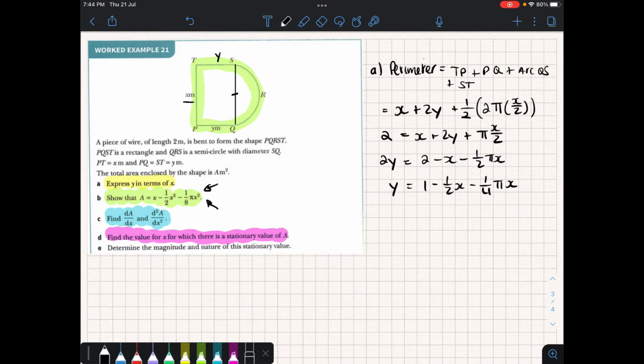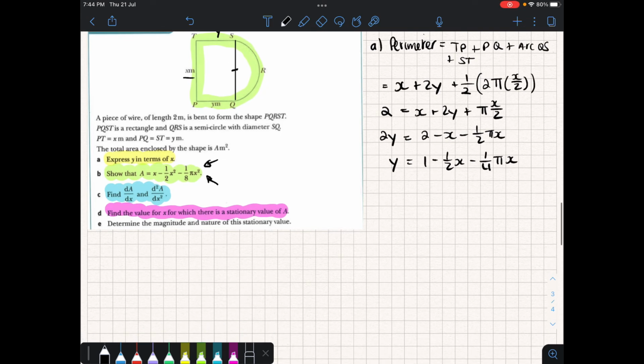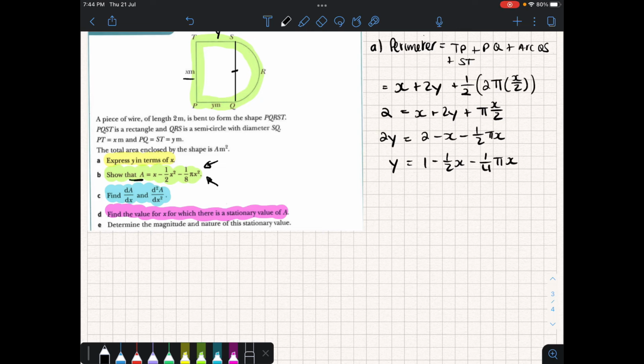So question B says, show that the area is equal to this equation. So when you get asked to show, the idea is that you just need to arrive at the same equation, right? So you need to pretend that you haven't seen this equation and just come up with an equation for the area. So the area of this shape would be equal to the area of that rectangle. And we're going to add the area of half that circle. That will give us the area of the enclosed area.